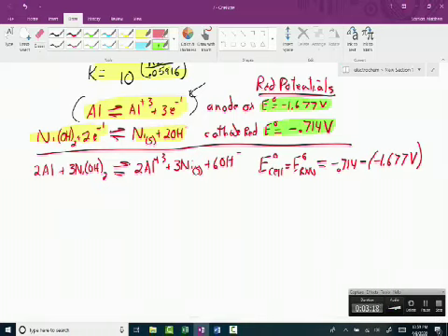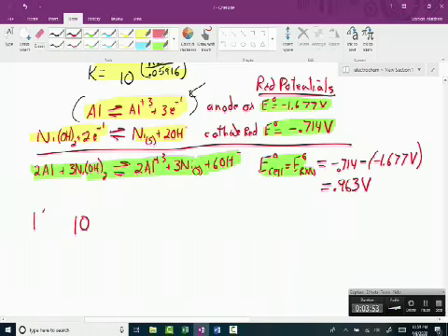This is our balanced reaction down here. 2 aluminum plus 3 nickel hydroxide give us 2 aluminum 3+ plus 3 nickel plus 6 OH minus. And E of the cell, which is equal to E naught of the reaction, is equal to 0.963 volts. And so the reaction equilibrium will be, by our equation, K equals 10 to the N E naught of the reaction over 0.05916.